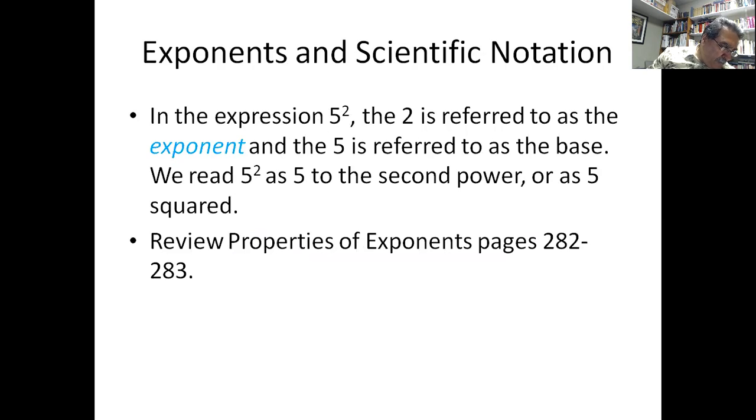On table 5.4, just review the product rule. If you have two numbers with the same base and different exponents, multiplied, you can write one base and add the exponents. 9 to the power of 6 times 9 to the power of 12 is the same as 9 to the power of 6 plus 12, or 18. These are very important. Now, let me show it to you on my pad.